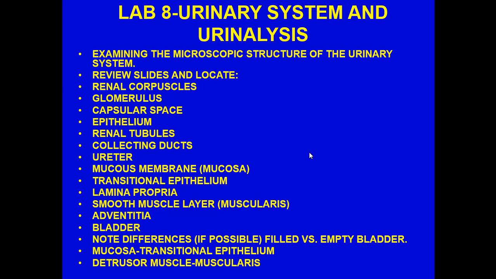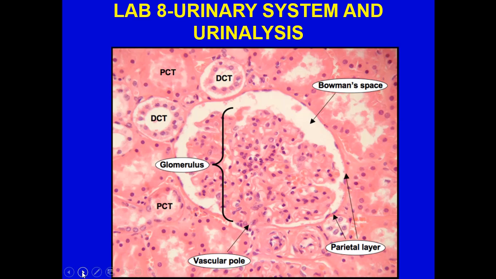And for peristalsis to occur, you have to have a layer of smooth muscle. That's the muscularis. So you have transitional epithelium, lamina propria, smooth muscle layer, the adventitia. When you get to the bladder, you'll note differences, if possible, filled versus empty. I have not seen slides that really provide a good example of the filled. The mucosa will be a transitional epithelium, and the detrusor muscle, which is referred to as the muscularis.